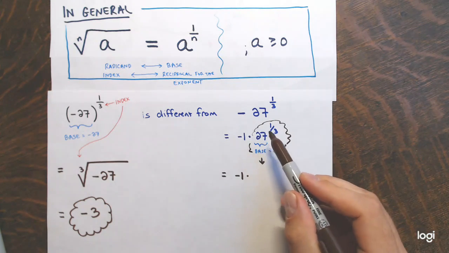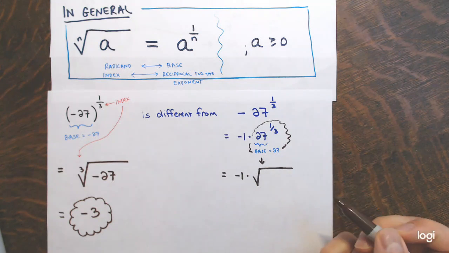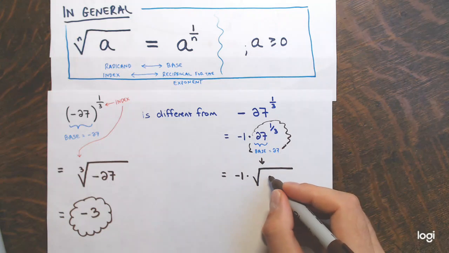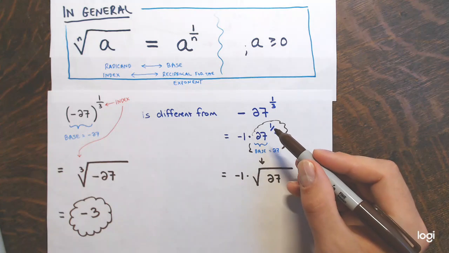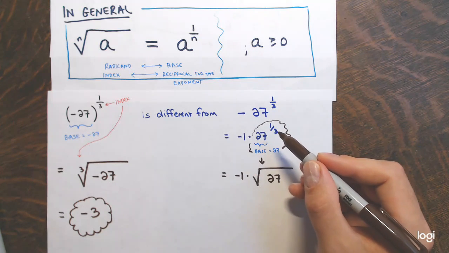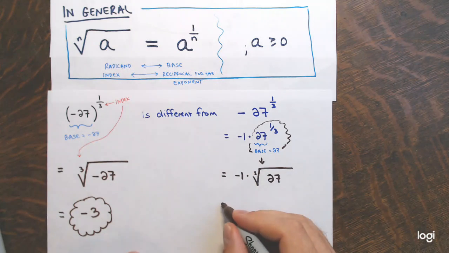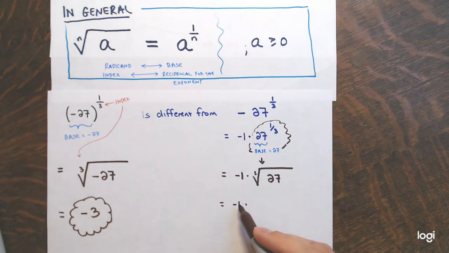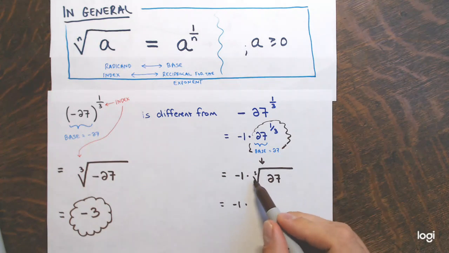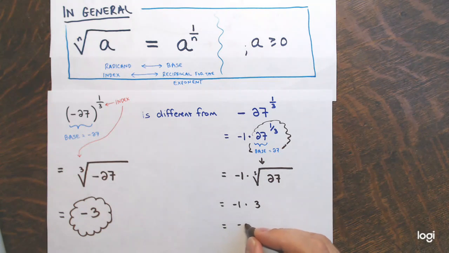This 27 to the 1/3, I'm writing it as a radical. 27 is the base, so that would be the radicand. So I pop a 27 in here. And this is 1/3, the 3 in the denominator is the index of the radical, so this is the cube root of 27. So what I have here is -1 times, or just minus if you want to leave it as minus, -1 times the cube root of positive 27. That'd be +3. And -1 times 3 is -3.